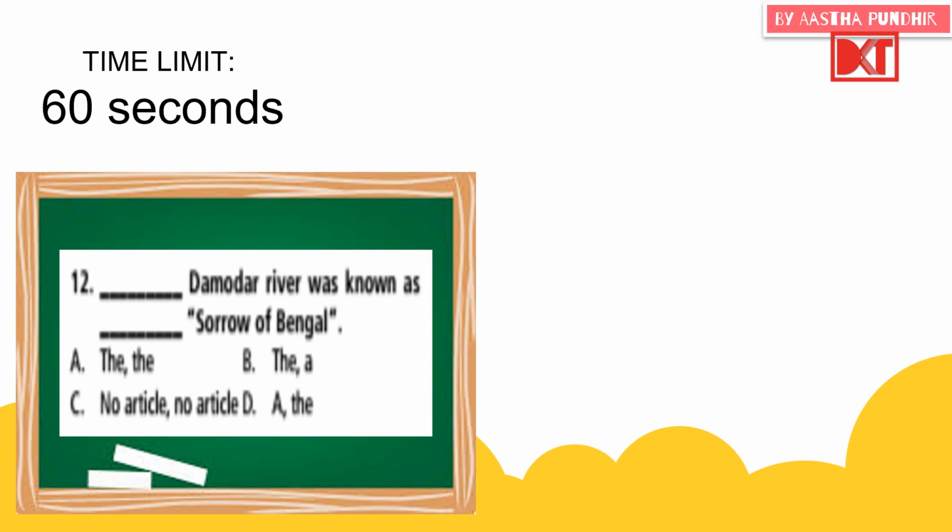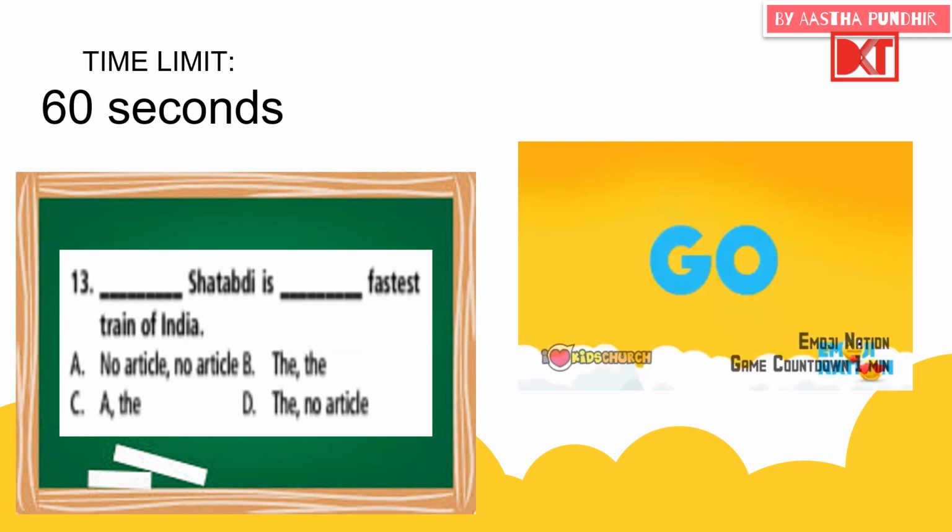Now here, dash Damodar river is known as dash swallow of Bengal. This is pretty easy. Here is the name of a specific river and here is a specific title. So in both of these situations we will be using the definite article. The Damodar river is known as the swallow of Bengal. The correct answer is A. The and the.